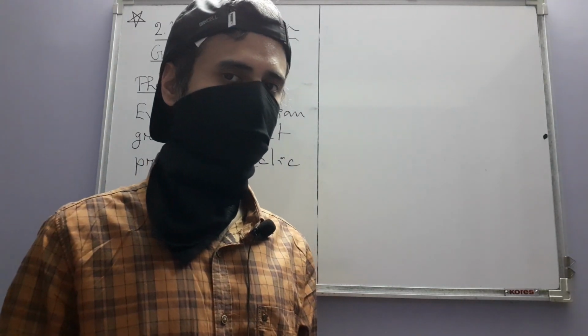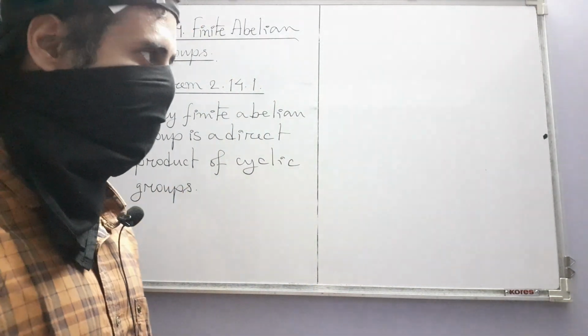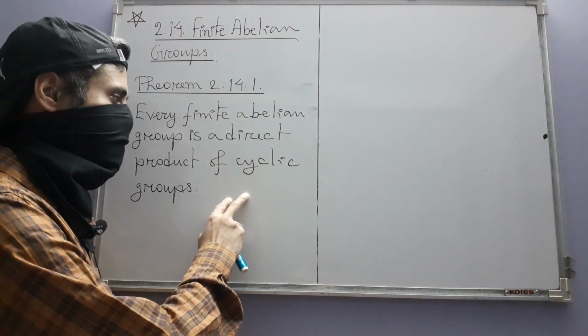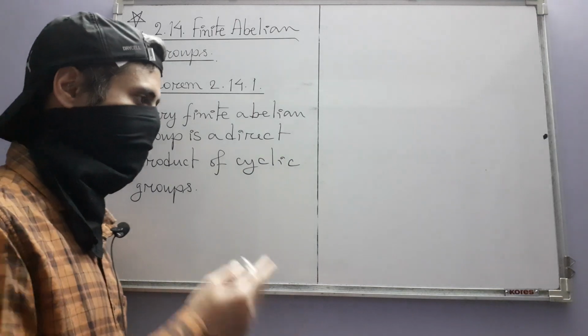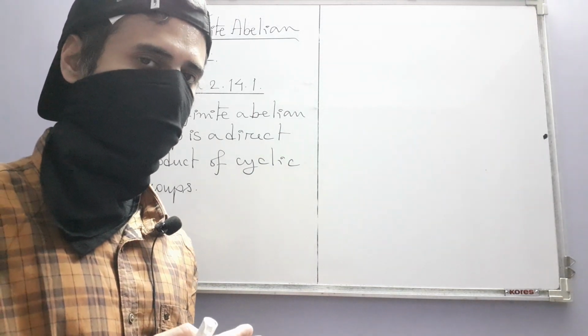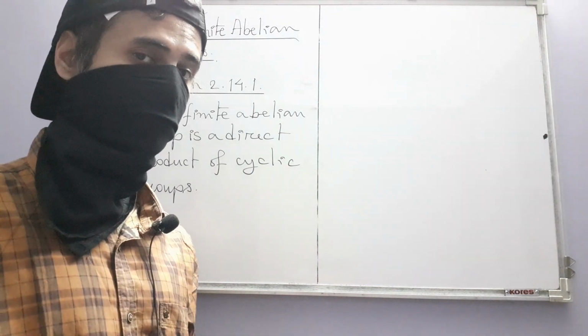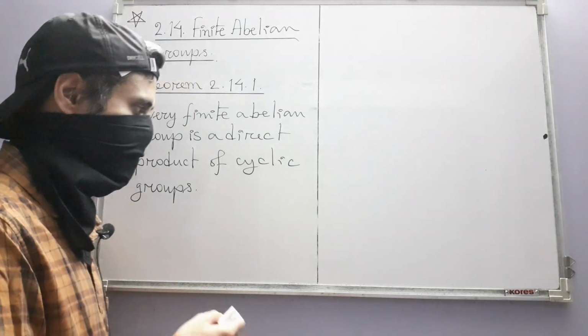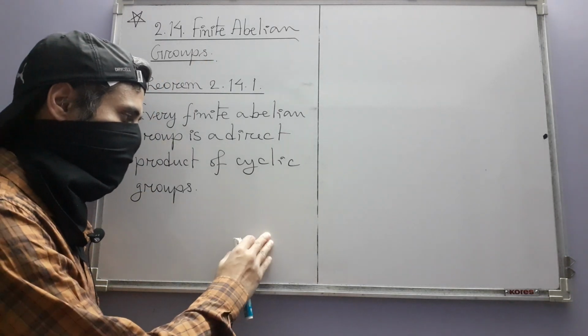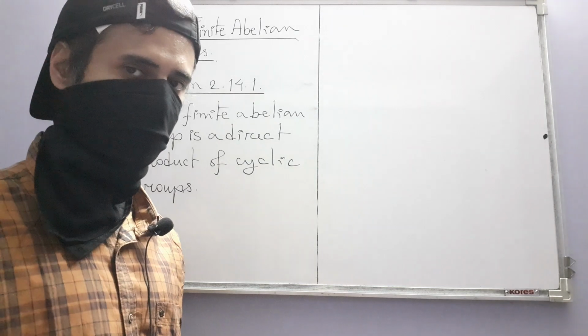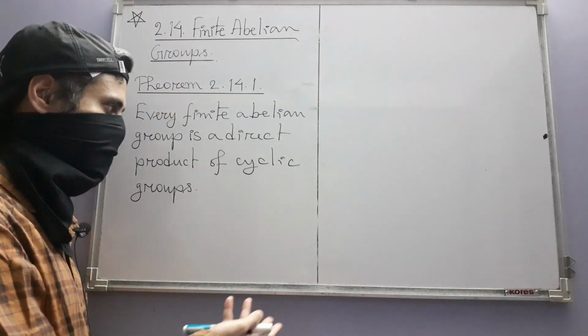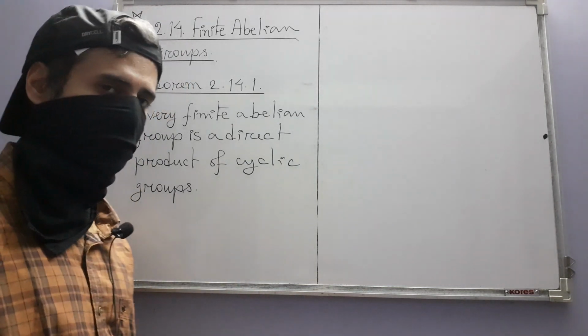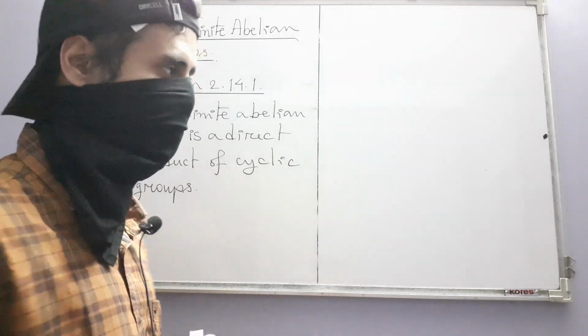a direct product of cyclic groups. If we want to be more specific, we should say every finite abelian group is a direct product of finitely many finite cyclic groups. Now, because we have defined direct products only for finitely many groups, when we say direct product, it's understood that only finitely many groups are involved.